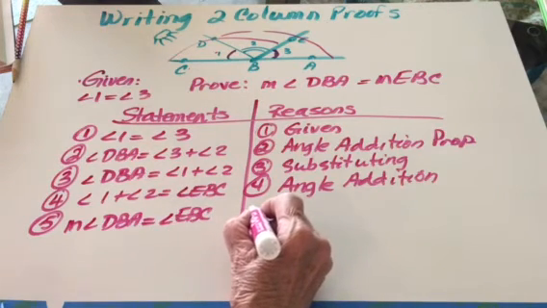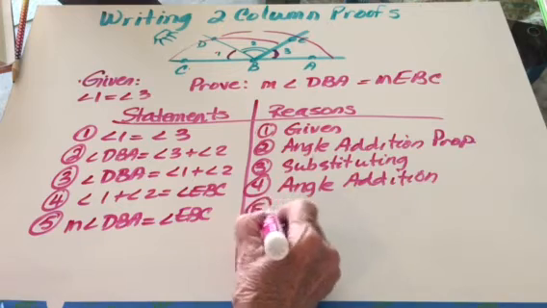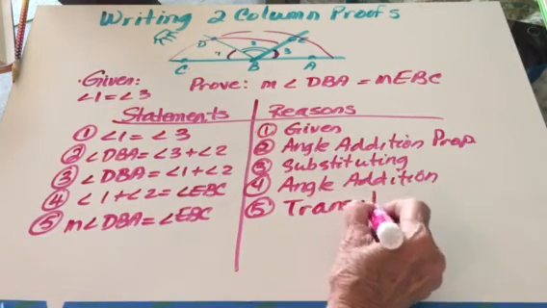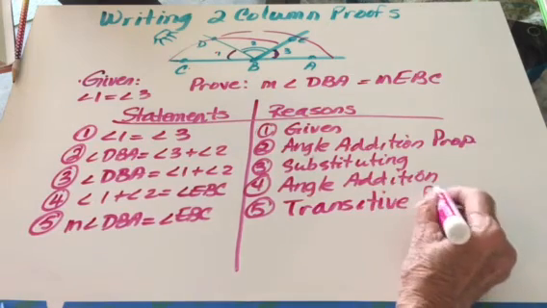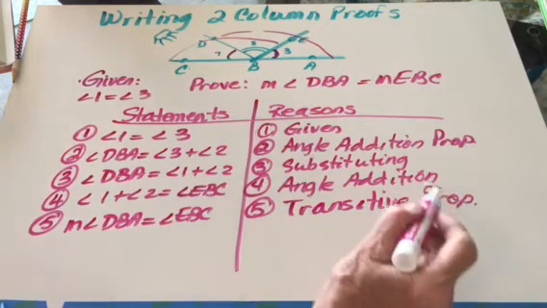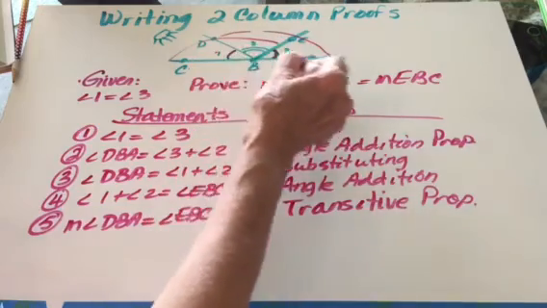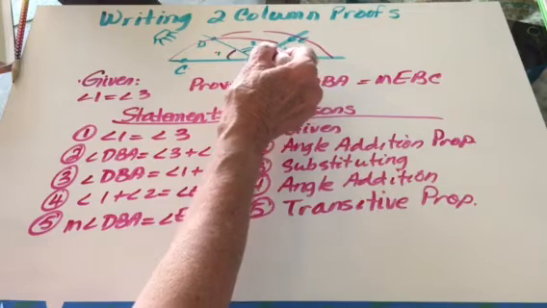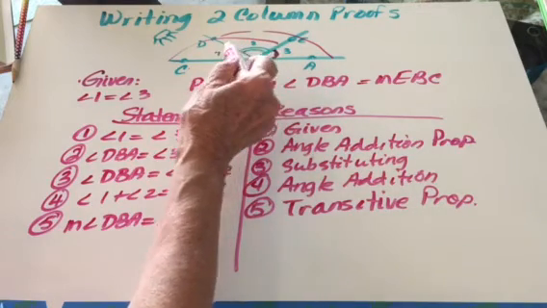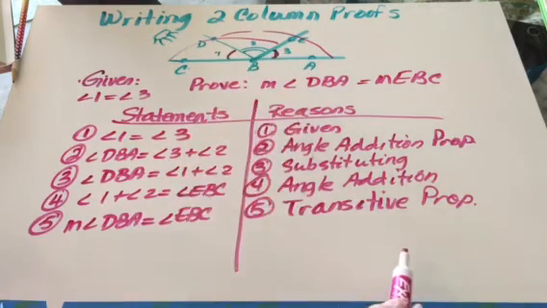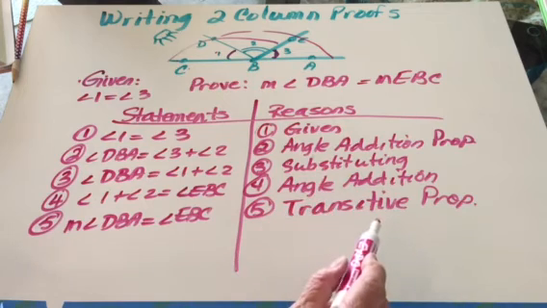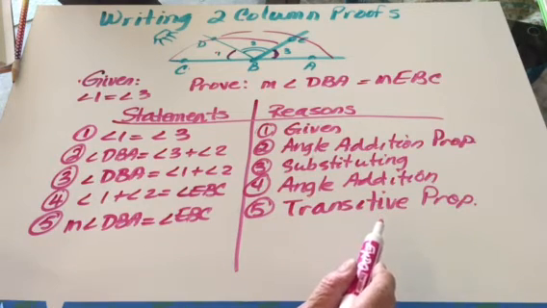And why is that? Transitive property. The transitive property. See what we did? We said this equals that plus that. Then we said this equals that plus that. Therefore, this equals there. That's the transitive property. But in any case, this is our first intro to writing two-column proofs.